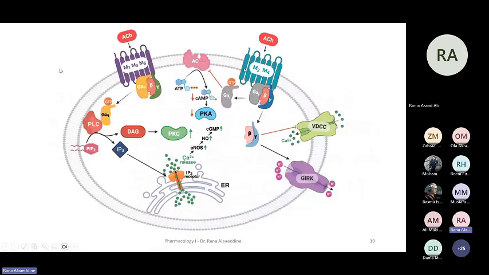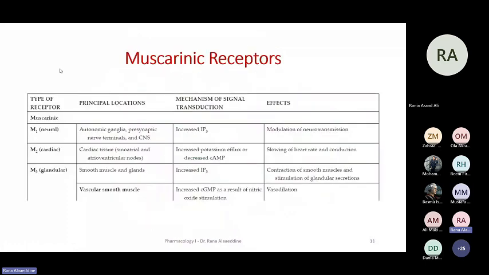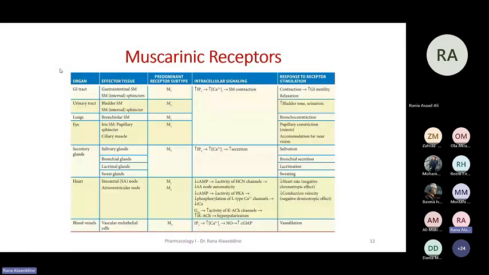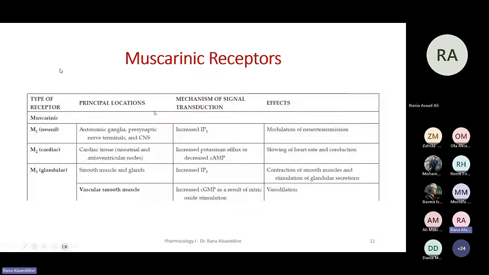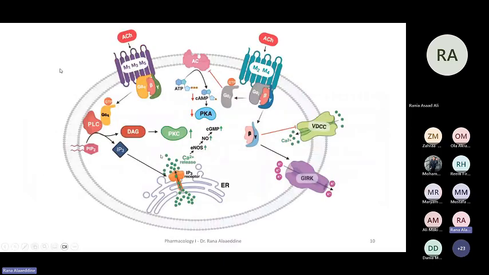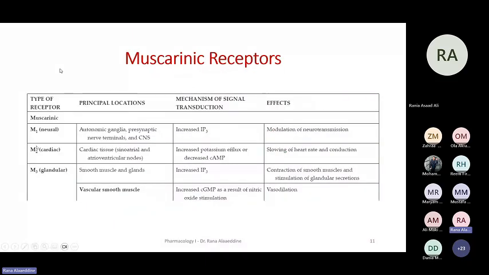So guys, these tables are extensions of what we talked about last time. Remember the mechanism of action, so this is mainly it. The odd numbers were present usually to excite, and the even numbers were there to inhibit, for example in the heart. The principal locations we already memorized in the different tables, so there's no need to focus on those so much. Whereas the signal transduction is what we talked about here.